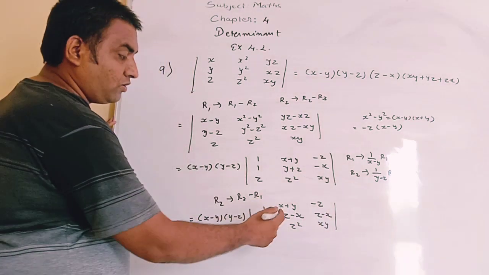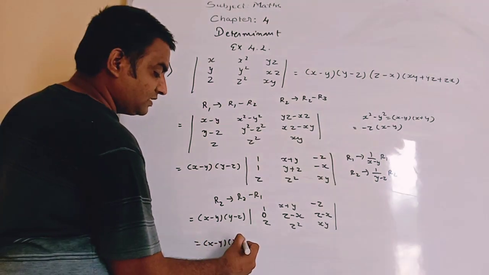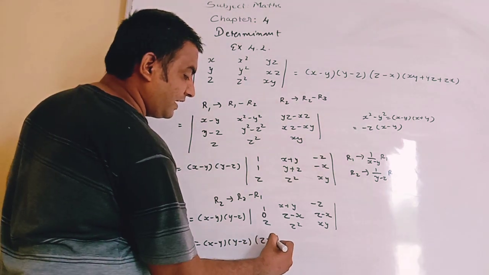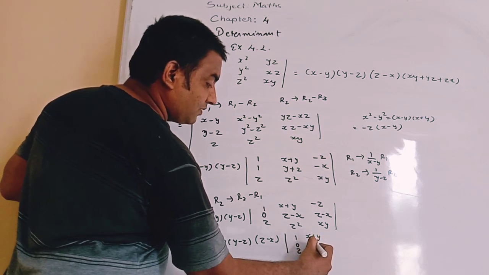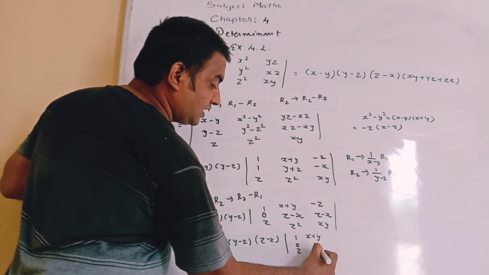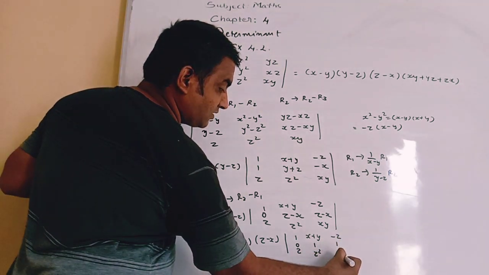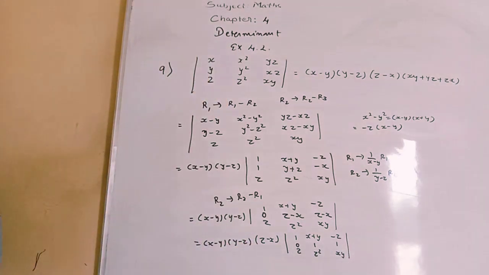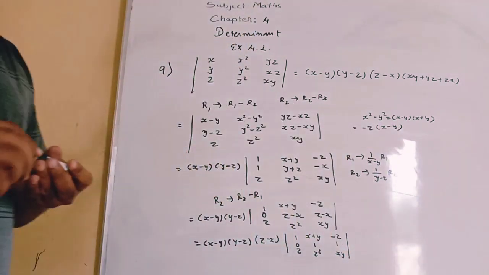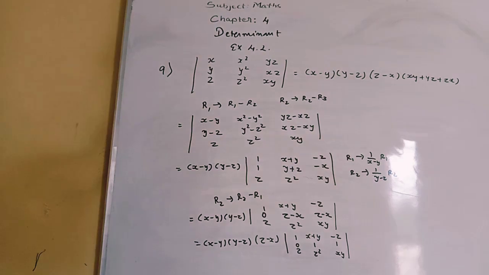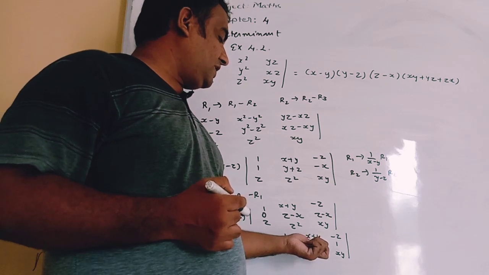And so from the second row we take out z minus x common, then x minus y, y minus z, z minus x, 1 0 z, x plus y, 1 z square minus z 1 xy. And so now here we subtract this one from this one, then we get 0.